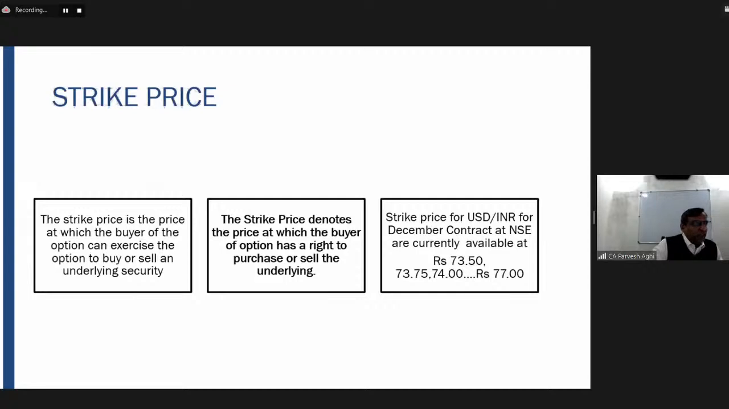So these are the strike prices which are available. You have to choose one. Now you will be asking which strike price to choose. The answer is coming very soon.